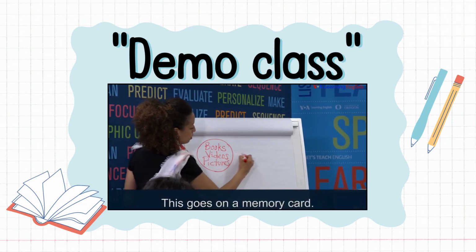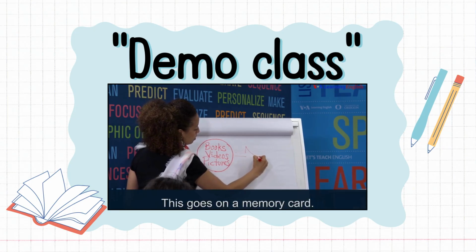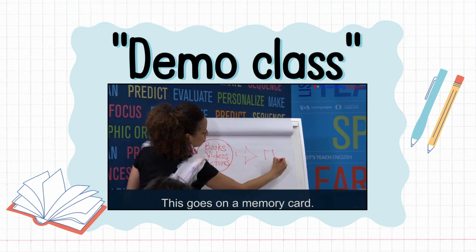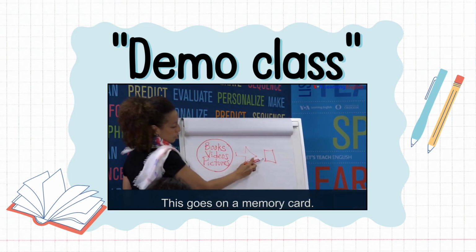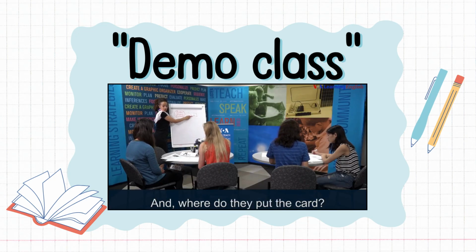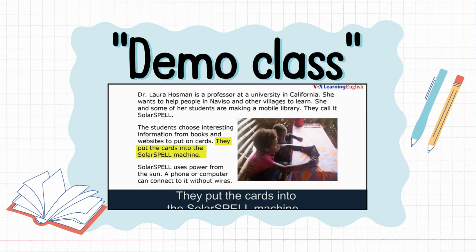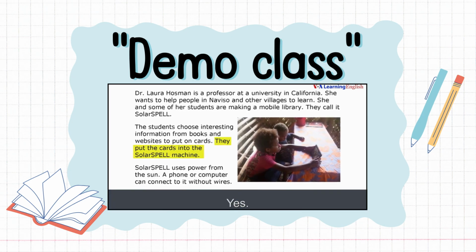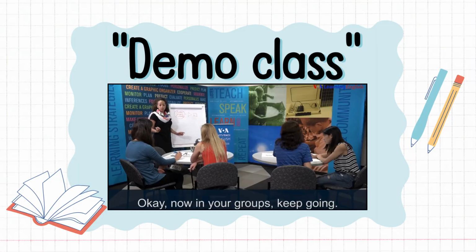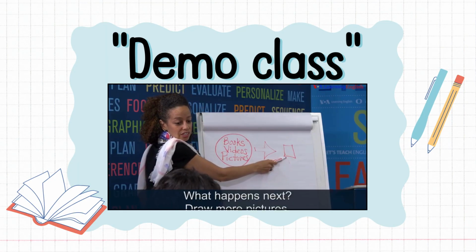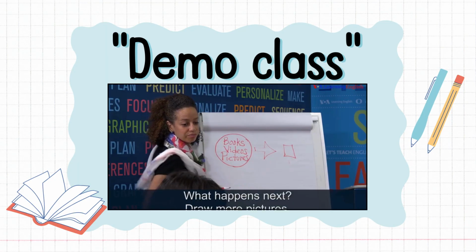This goes on a memory card. And where do they put the card? Mimi. They put the cards into the solar spell machine. Yes. Okay, now in your groups, keep going. What happens next? Draw more pictures.